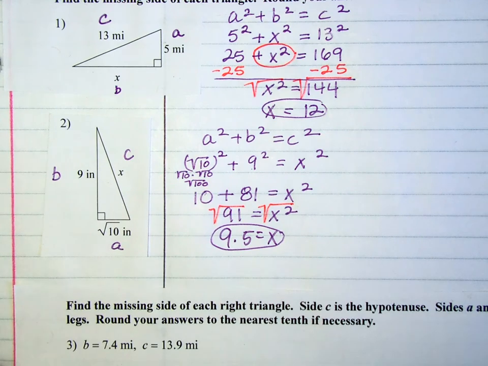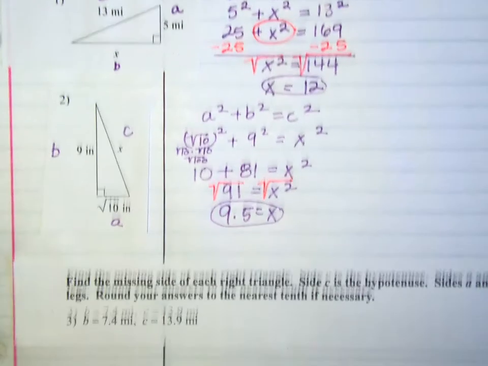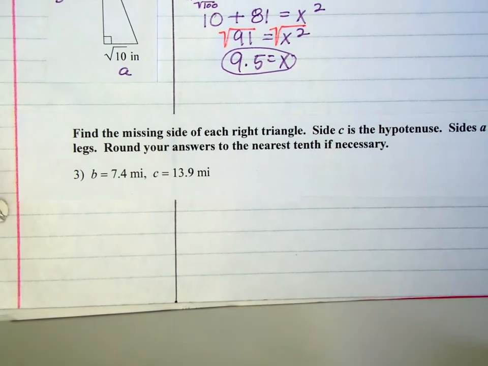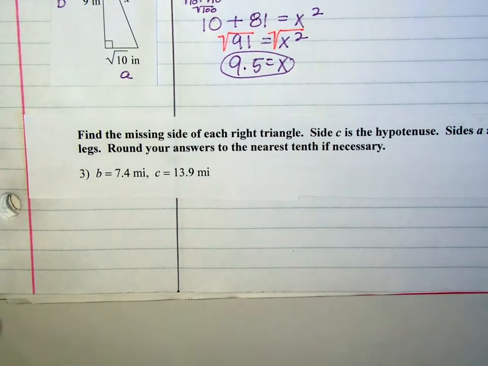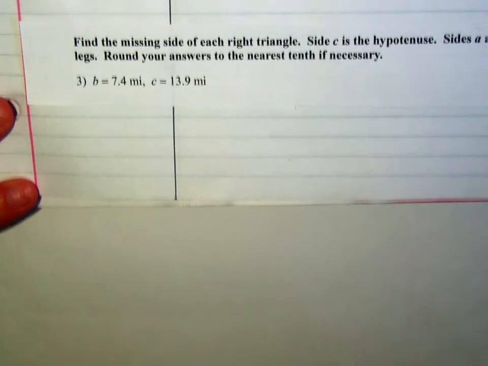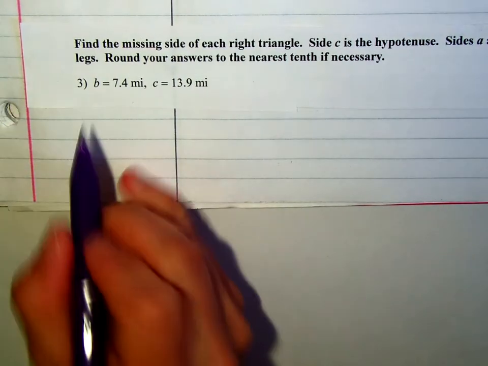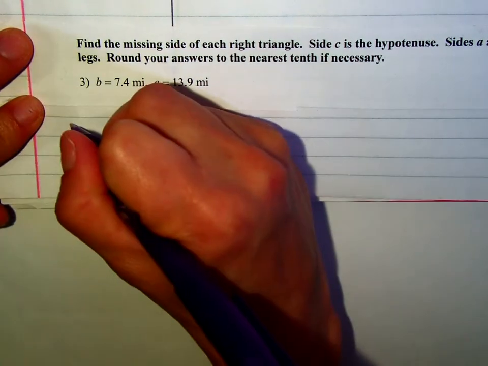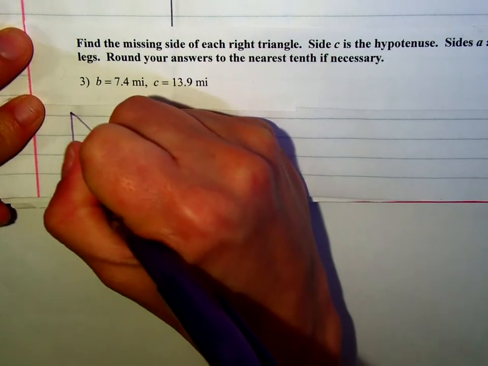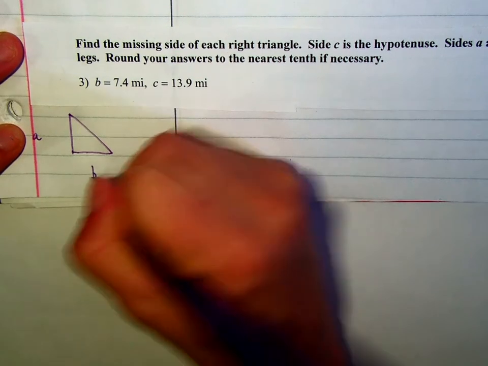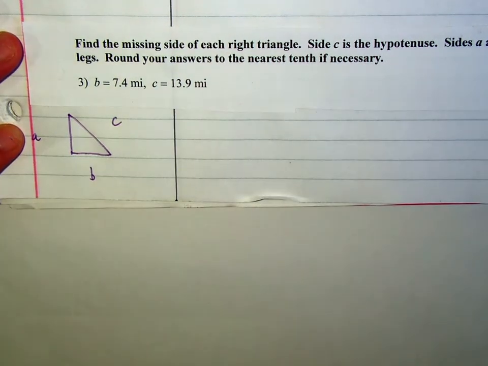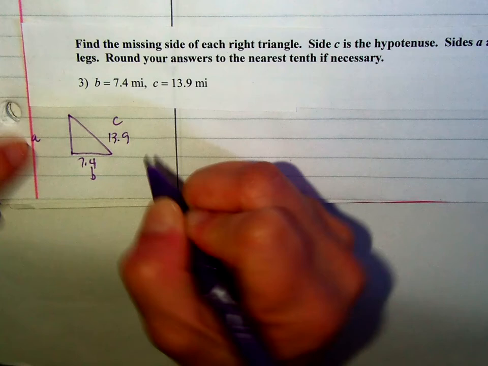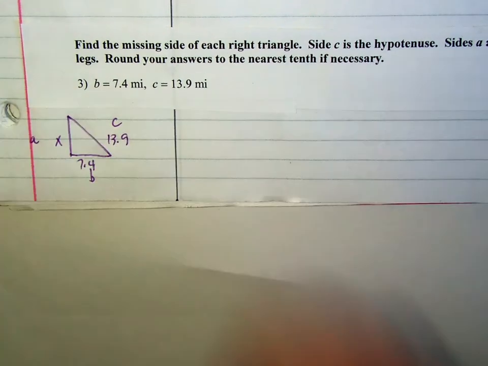All right, we're going to try another one. Same type of stuff. We're finding the missing side of the triangle. C is our hypotenuse, A and B are the sides. We want to round to the nearest tenth. So they tell me this is B and they tell me this is C. If you need to draw a picture, okay, if it helps. You know this is A, you know this is B, you know this is C, and then put the numbers in. So I know B is going to be 7.4, C is 13.9, and we don't have this one, so I'm going to put an X there.